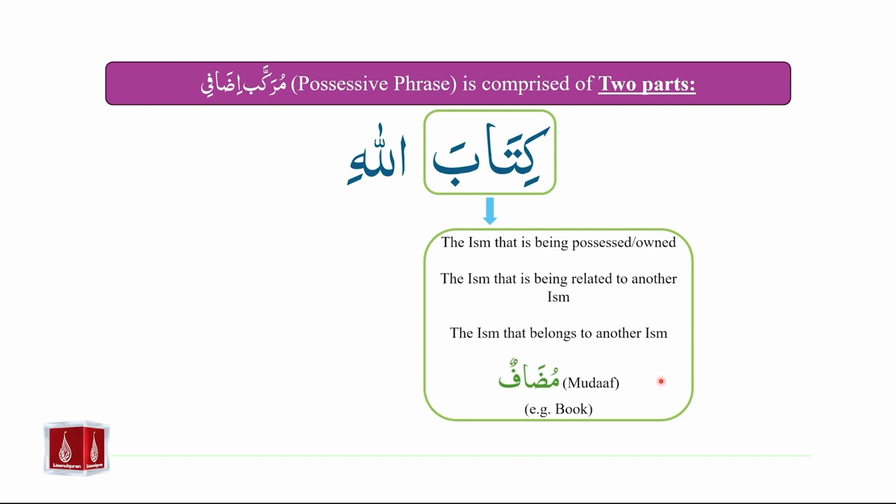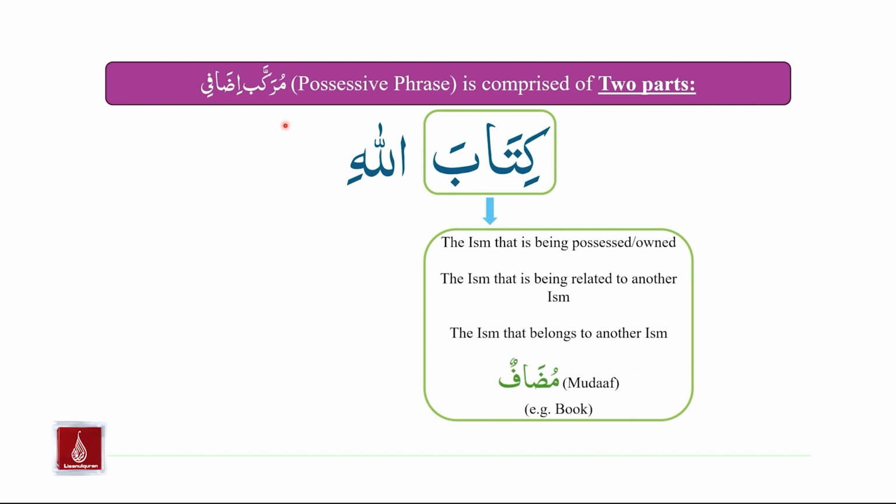In a murakkab izafi, mudaf is the ism that is being possessed or the ism that is being owned. In the case of kitab Allahi, kitab is owned by Allah. Kitab belongs to Allah. Another definition of mudaf can be, it is the ism that is being related to another ism, or it is the ism that belongs to another ism.